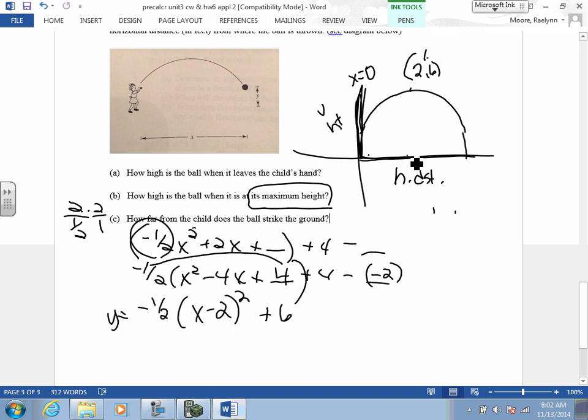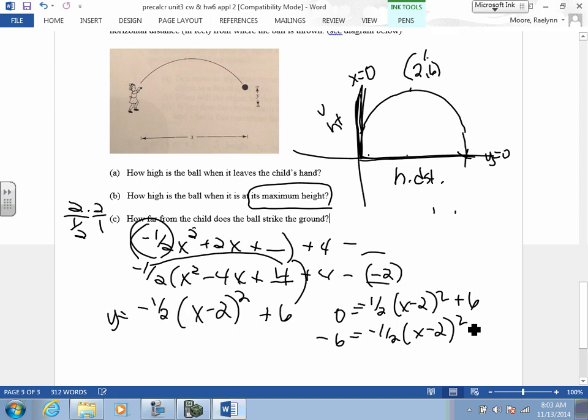Now, when it hits the ground, how do we find out when it hits the ground? I'm using the zeros. Good. Because y is 0 over here. So take this equation and put y of 0 in here. So we're going to subtract 6. And divide by a negative 1/2. So if we divide both sides by a negative 1/2, what do we get? 12. Good.